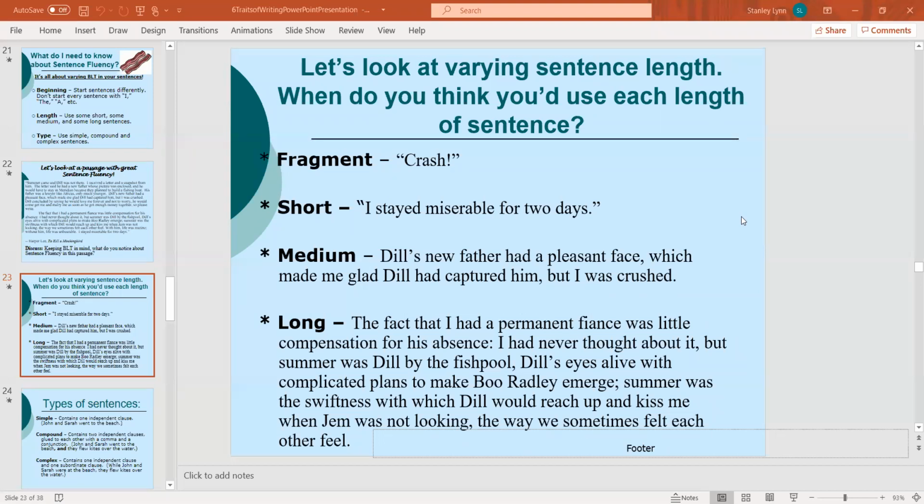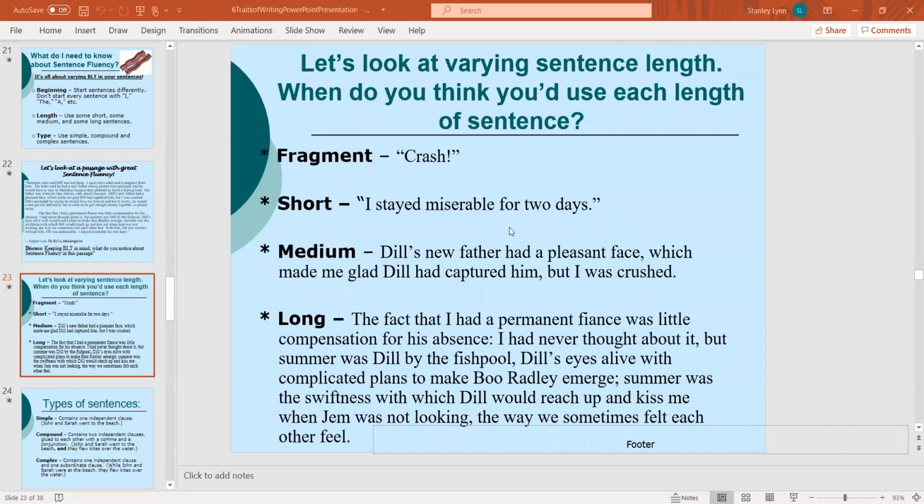I had never thought about it, but Summer was Dill by the fish pool, Dill's eyes alive with complicated plans to make Boo Radley emerge. Summer was the swiftness with which Dill would reach up and kiss me when Jim was not looking, the way we sometimes felt each other feel. So you understand the differences between short, medium, and long? Yes. Okay.